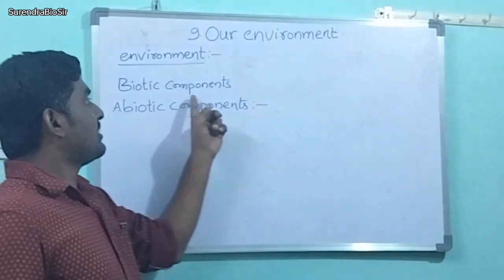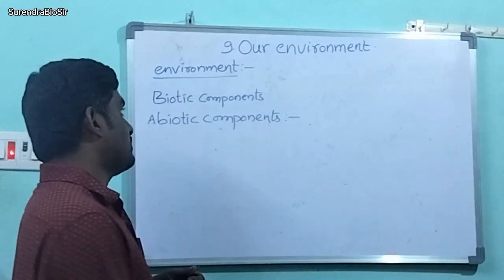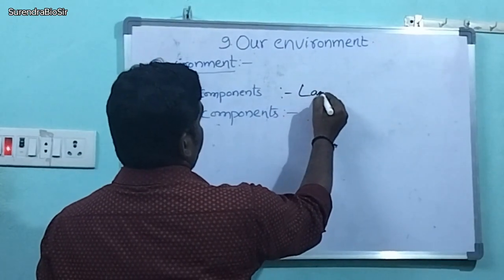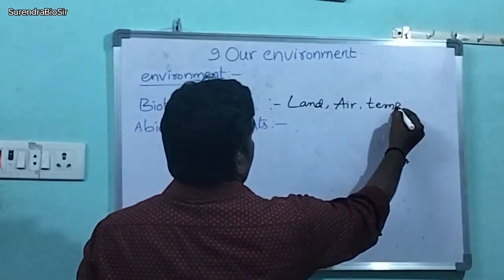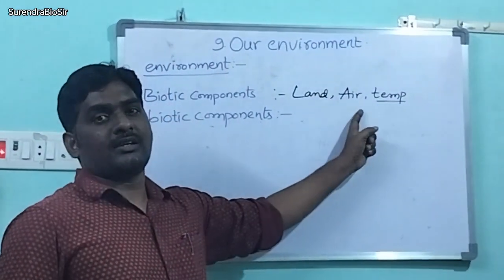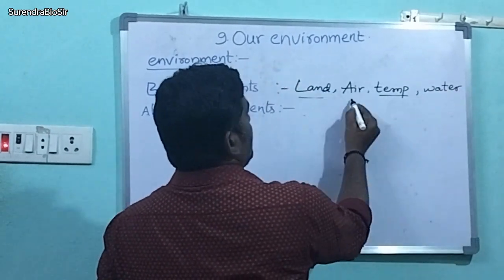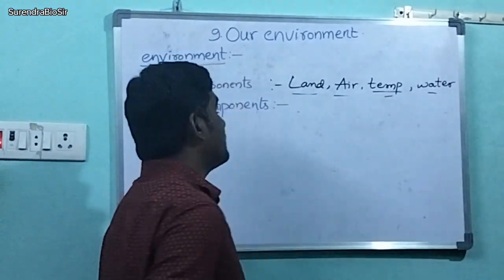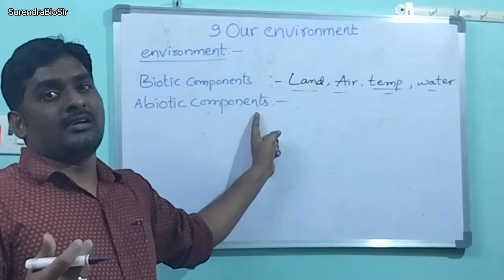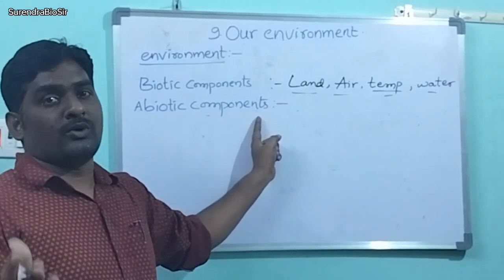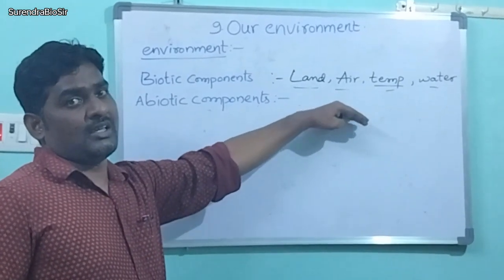So if you see, I said biotic components and abiotic components. What are biotic components? So suppose if you take land, air, temperature, and water also. So land, air, temperature and water, these are called what? Abiotic components. Those which do not have life are called abiotic components. These are very important for organisms to survive in an area.